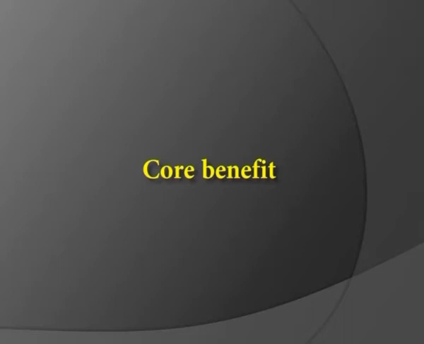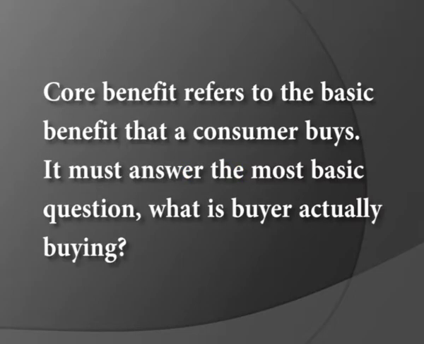First one, core benefit. Core benefit refers to the basic benefit that a consumer buys. It must answer the most basic question: what is the buyer actually buying? When a tourist books a trip by bullet train, he or she actually buys a comfortable, faster travel. And that comfortable, faster travel is the core benefit in this case.